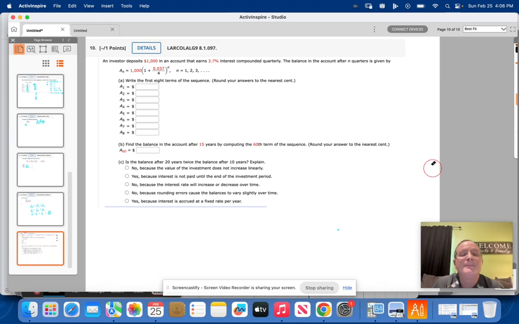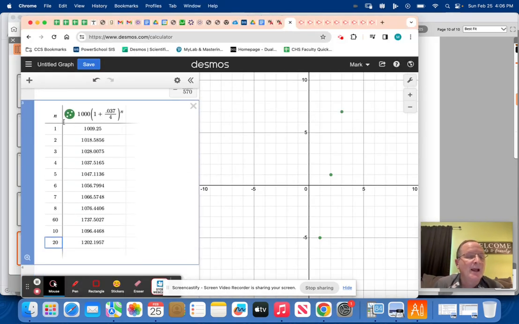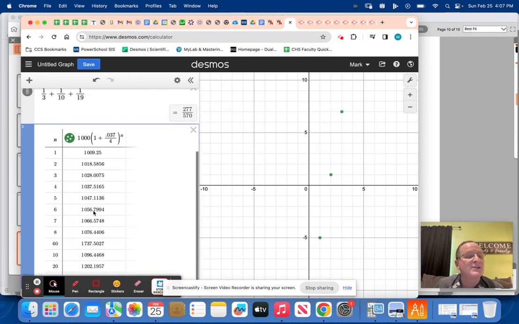So now on this, we could do these each by hand, but I did not do that. I went over to Desmos, and here's what I typed in. I added a table, called that n just like they did, and typed 1,000 times parentheses 1 plus 0.037 over 4. But this is the number of times that it's compounding. So in a year, that would be 4. In 2 years, that would be 8. I made a little mistake down here, but the point will still be made. I'll make the change in just a second.